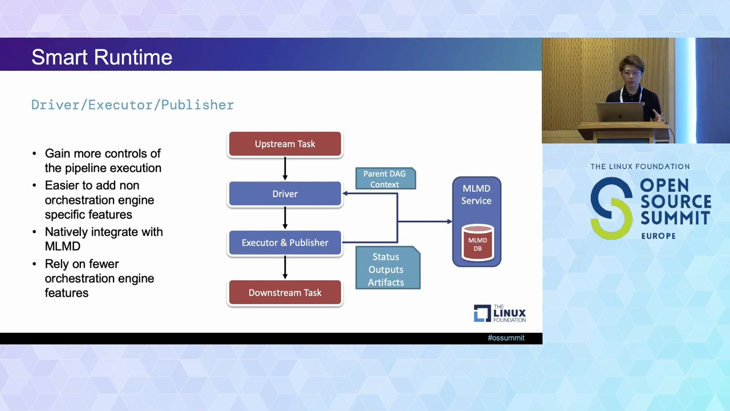Once those context information is set and the main execution finishes, we have the publisher, where all the artifacts and parameters are recorded and pushed back to the metadata service. So all the information is strongly consistent in this case, and any pipeline depending on this artifact information can ensure there will be no delay or modification coming from different pipelines.